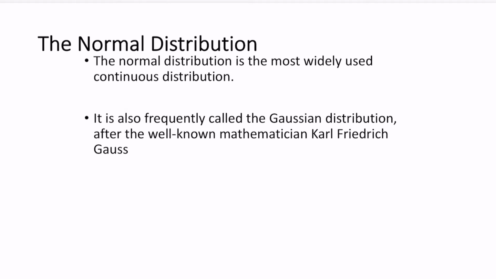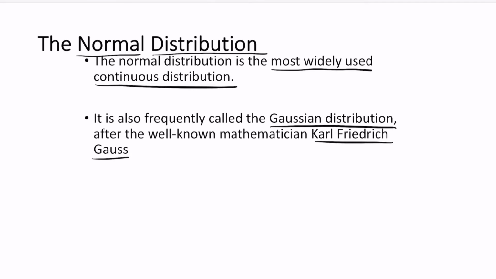One of the common forms of continuous probability distributions, more commonly used than any other, is the normal distribution. This is the most widely used continuous probability distribution. The other name is the Gaussian distribution, named after the well-known mathematician Carl Friedrich Gauss.